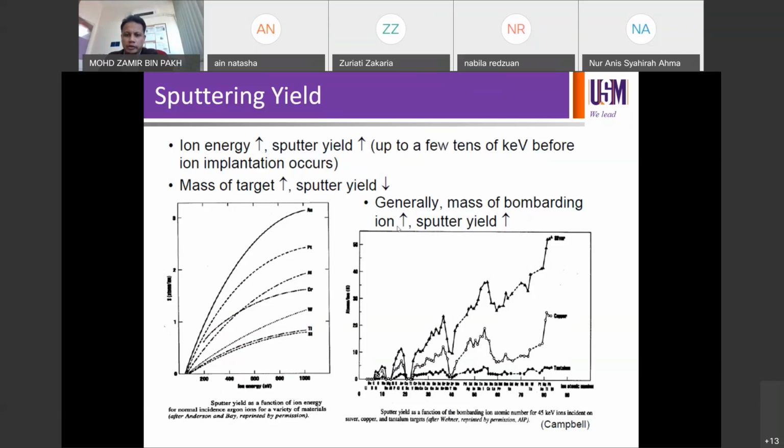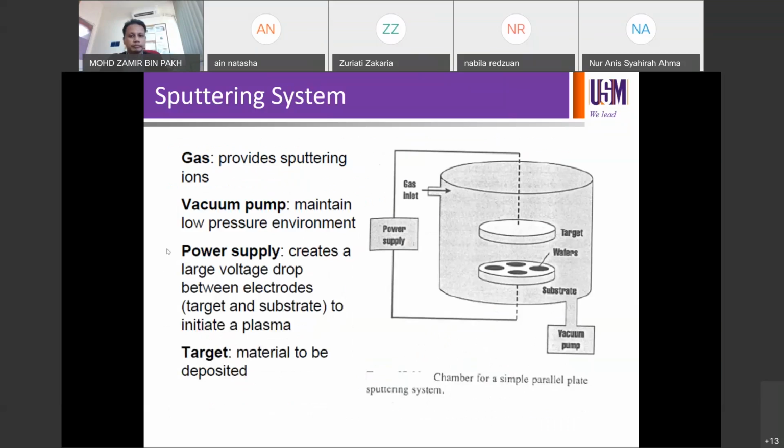Mass of bombarding ions increases, sputtering yield increases, because you have learned about the momentum transfer. If you have bigger ions, then the impact will be bigger, right? The impact will be bigger, so you can dislodge more atoms for the sputtering process.